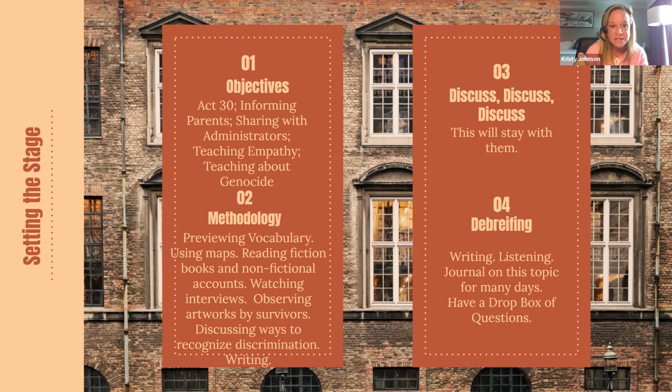So, teaching about genocide, teaching about empathy. At 5th grade, what I start with is empathy. We teach character education anyway, but empathy is key. That is absolutely key. They have to be able to understand what empathy is in order to really learn from these lessons. Preview the vocabulary, use maps, read fiction books because that's what the kids really like, but also read nonfiction accounts. Read or watch videos of interviews, the nonfictional interviews that were done by survivors. Discuss ways to recognize discrimination. And then talk, listen to them, debrief them.